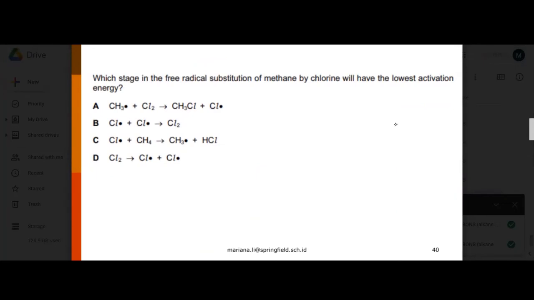What's the answer? The answer is D. Why D? Because this is a termination. Sorry, not D. Termination is B. The step D requires very high energy actually. So B has the lowest activation energy, since it is a termination process, they just combine and release energy. It should release energy actually. So lowest activation energy.